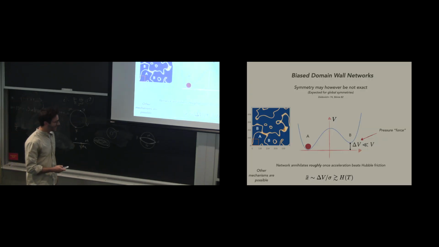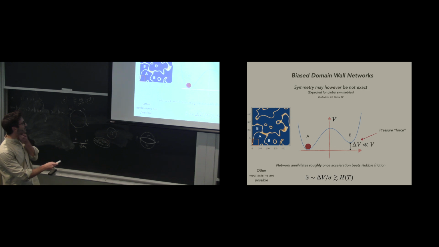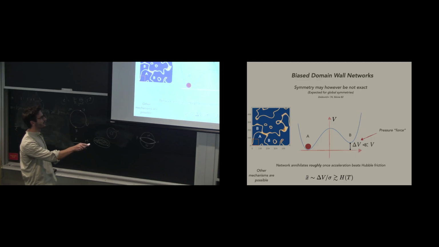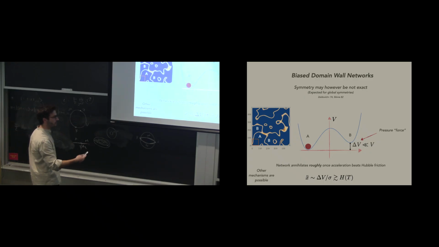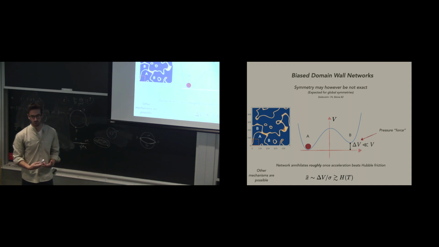Well, now it's stopped. Anyway, so one certainly has to get rid of this issue, and the way one can get rid of this issue is the following. It's very easy, at least from this picture: you can assume that the symmetry is not exact. There is a slight bias between the two minima, and then what happens is that initially you form the domain walls, very much as if this bias was not there. But then at some point, the acceleration due to this vacuum energy difference between the minima A and B beats the Hubble friction, and so at that point it becomes relevant for the evolution of the network.